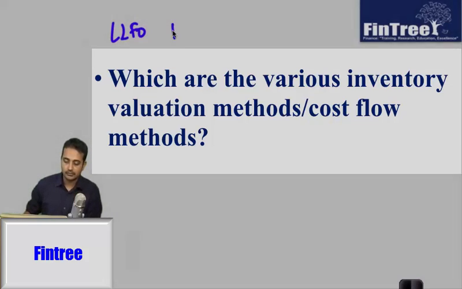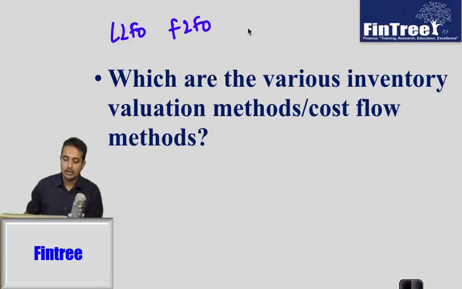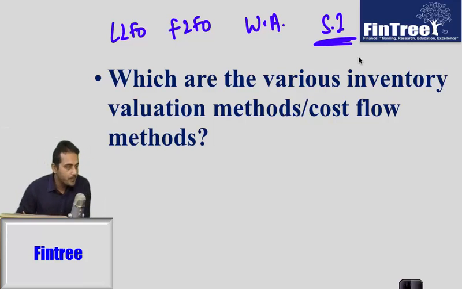LIFO, FIFO, weighted average, specific identification. Where should we use specific identification? Vintage cars or maybe jewelry, where every item is unique, so you can specifically identify which item you have sold. Weighted average is generic. We can use it everywhere.